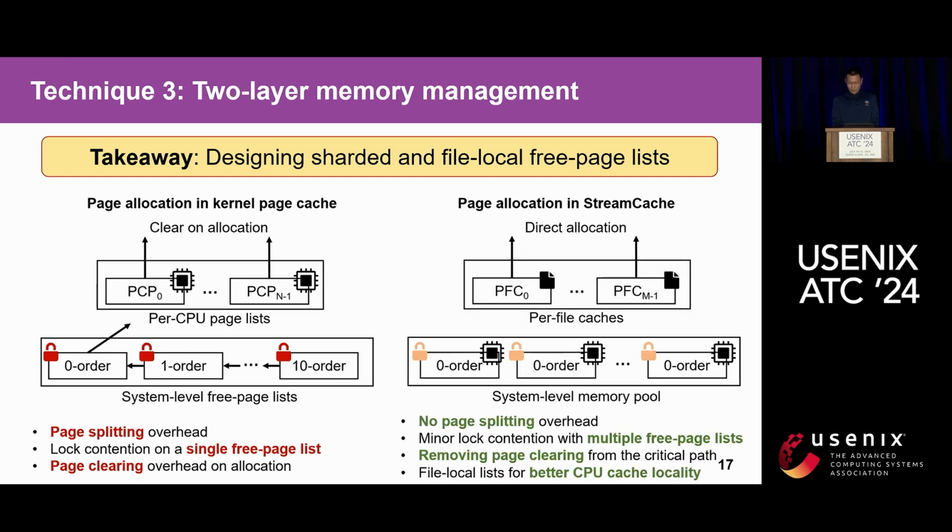In the two-layer memory management module, there is no page splitting overhead and only minor lock contention on multiple system-level free page lists. Besides, StreamCache removes page cleaning from the critical path. Finally, we find that adding per-file cache can boost the CPU cache locality of page allocation. It plays an important role in optimizing bandwidth-demanding applications like file scanning.